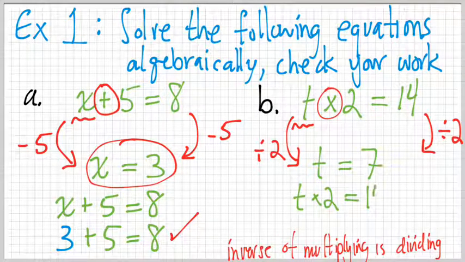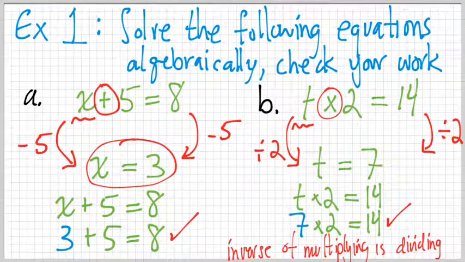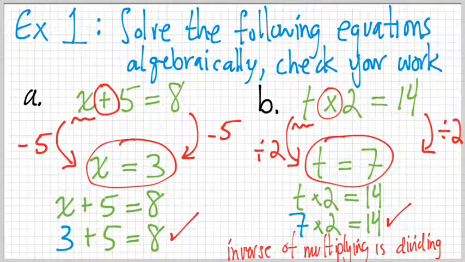We rewrite the equation, and I'm going to substitute in our value of 7. So 7 times 2 equals 14. We have to ask ourselves, is that true? Is 7 times 2 equal to 14? And the answer is, yes it is. So our answer is confirmed.